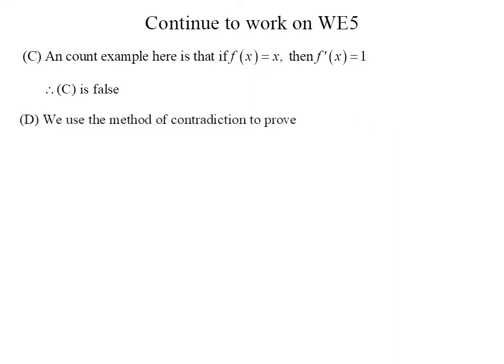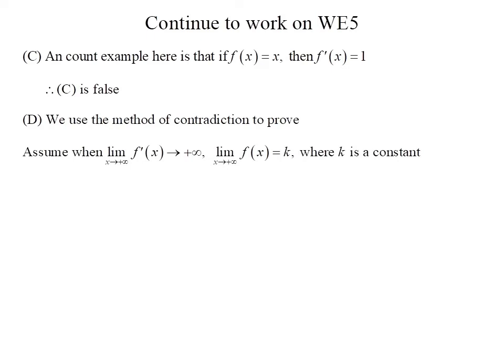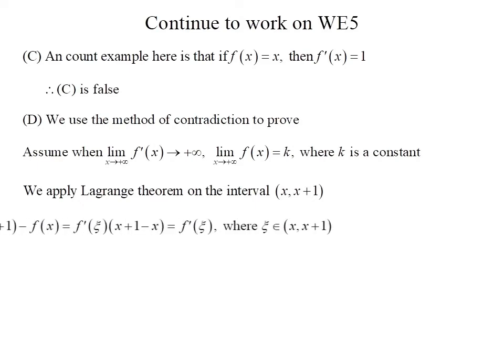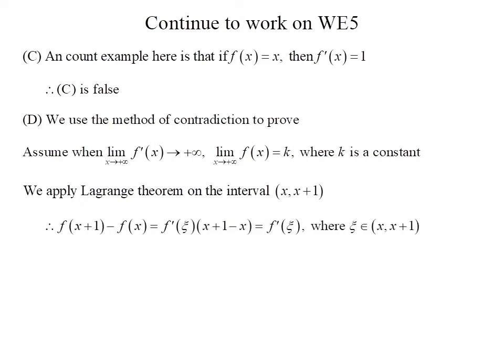In order to prove the statement D, we need to use the method of contradiction. Here we assume when the limit of f prime of x approaches infinite as x approaches infinite, the limit of f of x equals a constant k as x approaches infinite. Then we apply the Lagrange theorem on the interval between x and x plus 1.